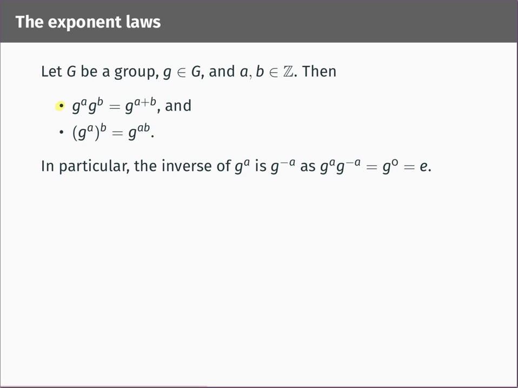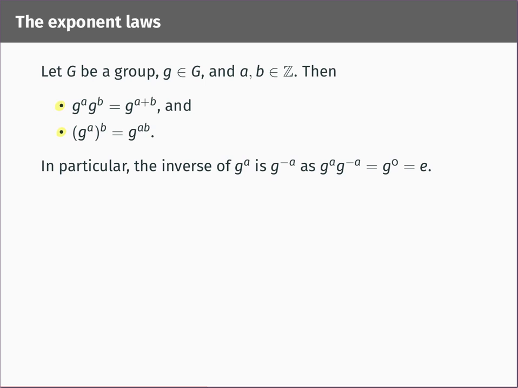Then the result is g to the power a plus b. And secondly, if you do g to the power a, and then you raise that to the power b, then that's the same as doing g to the power a multiplied by b. So here a times b is a and b multiplied together using ordinary integer multiplication.